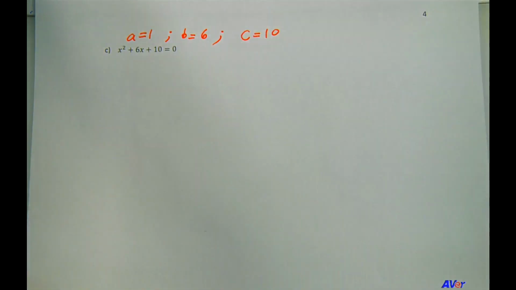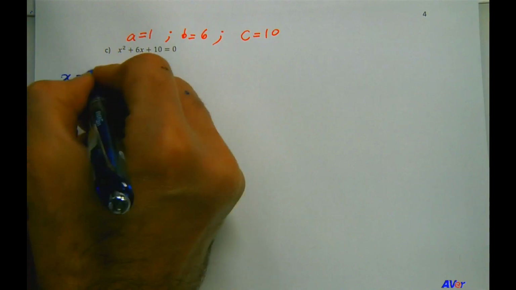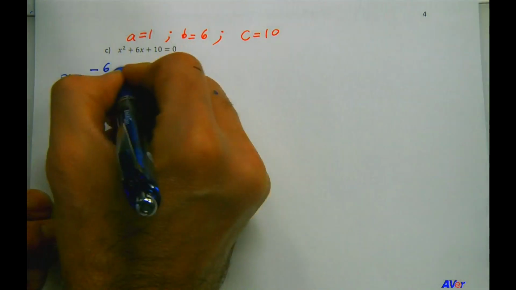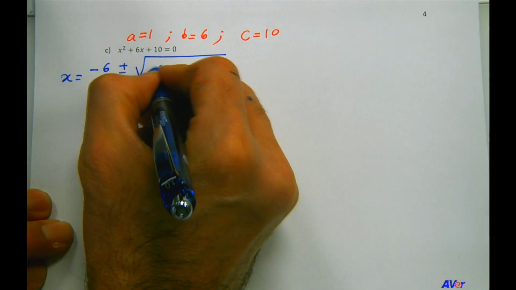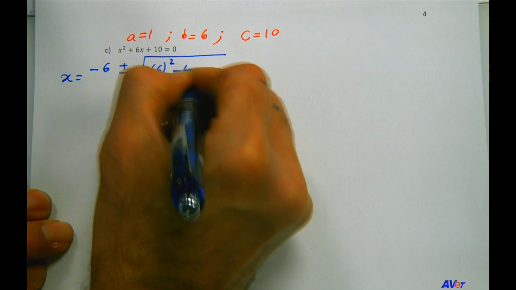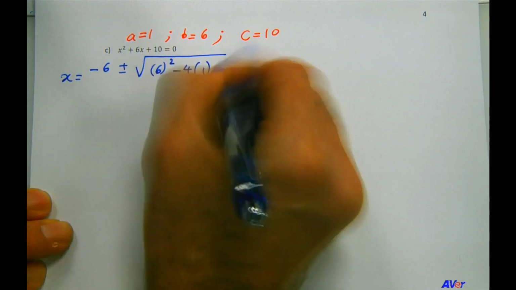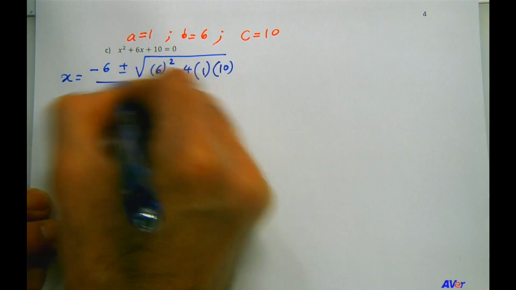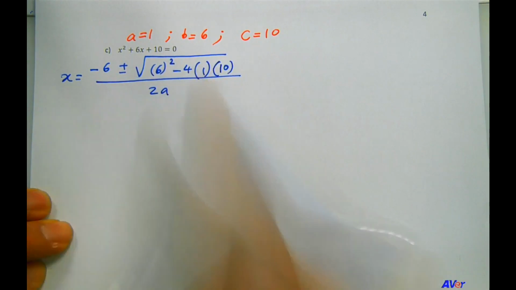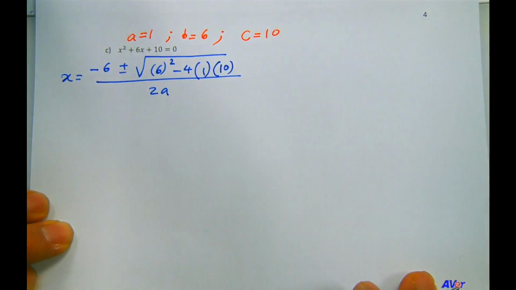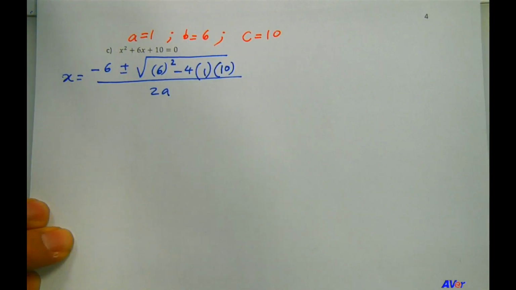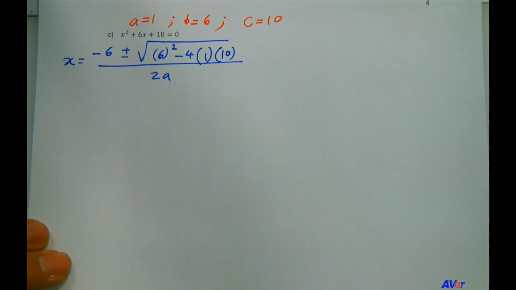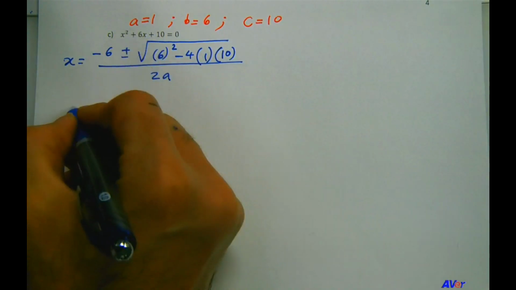Okay, so using the quadratic formula, we have minus b, or minus 6, plus or minus square root of b squared, or 6 squared, minus 4 times a times c, which is 10. All of that over 2a. Okay? So if you haven't done this already, please pause the video, complete this solution, and then come back to the video. Okay, I'm assuming you've done that, which is fantastic.